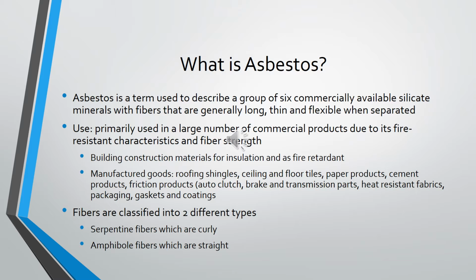So it's used in building construction materials for insulation and also as fire retardant. It's also used in manufactured goods such as roofing shingles, ceiling and floor tiles, paper products, cement products, and friction products such as auto clutch, brake, and transmission parts. The fibers are classified into 2 different types, those being serpentine fibers, which are curly, and then also amphibole fibers, which are straight.